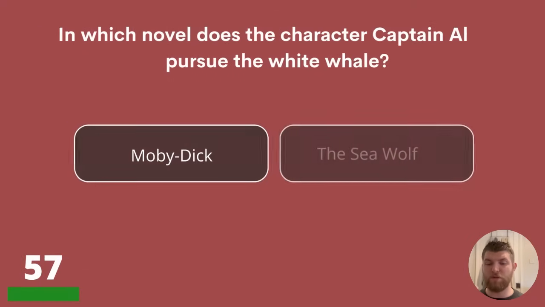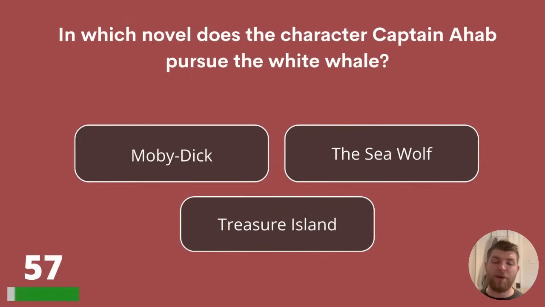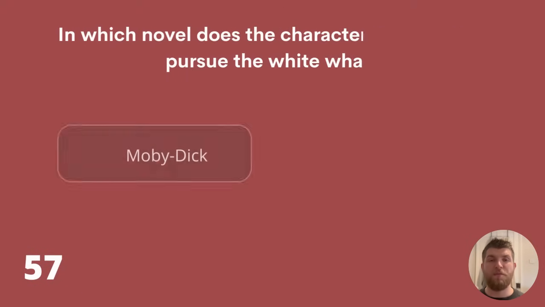57. In which novel does the character Captain Ahab pursue the white whale? Moby Dick, The Sea Wolf, or Treasure Island? The answer is Moby Dick.